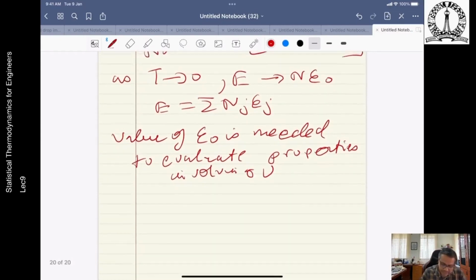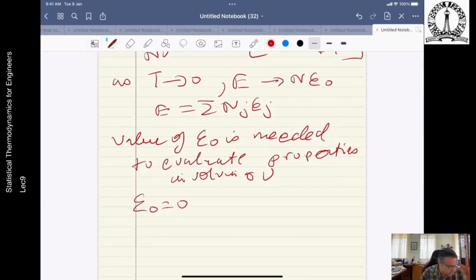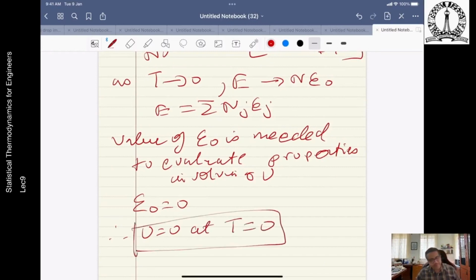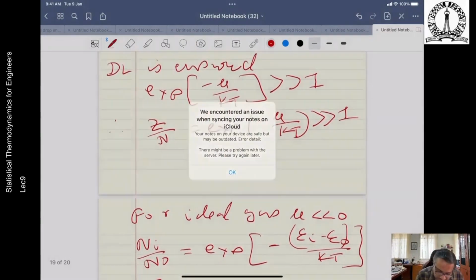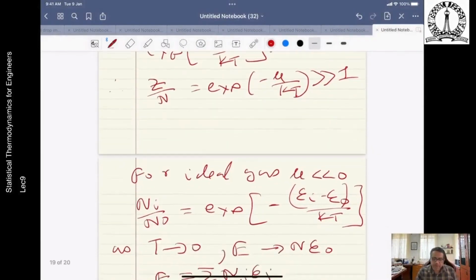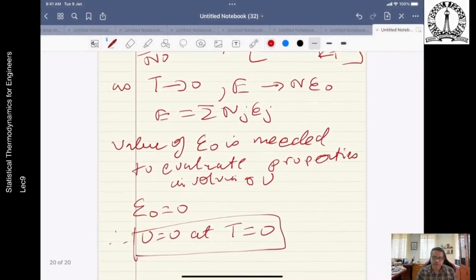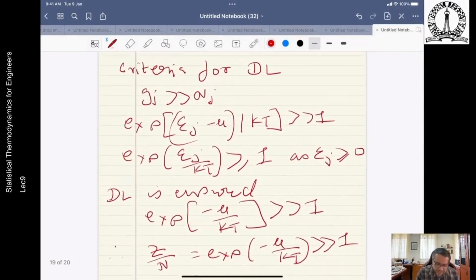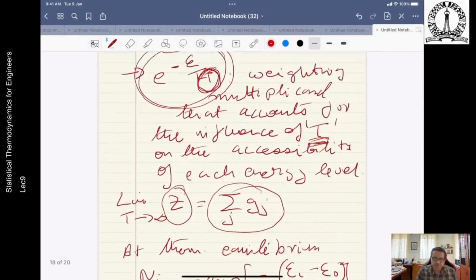So we take E naught equal to 0. Therefore, U is equal to 0 at T equal to 0. Right. The E equals 0 when T equals 0. So in the next class, we will do a problem on this degeneracy. You have gone through the steps now.